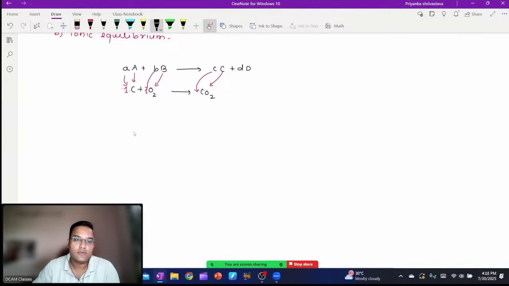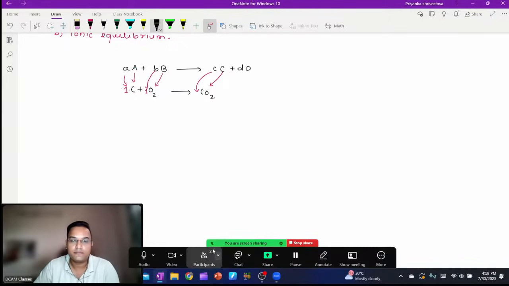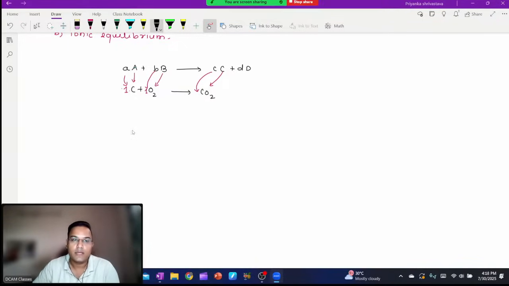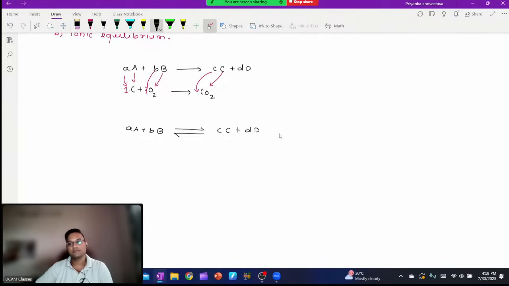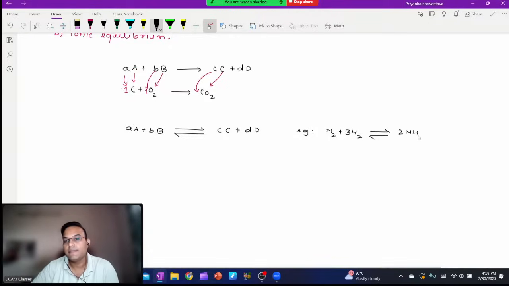a reaction is said to be in equilibrium if aA plus bB is represented in this way. Like for example, N2 plus 3H2 is giving you 2NH3. This is the representation of an equilibrium.